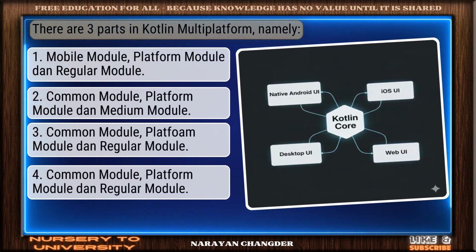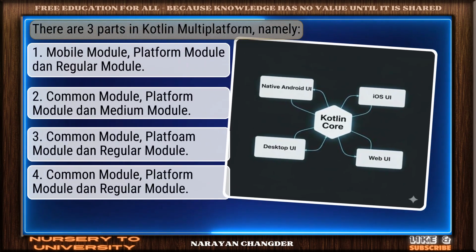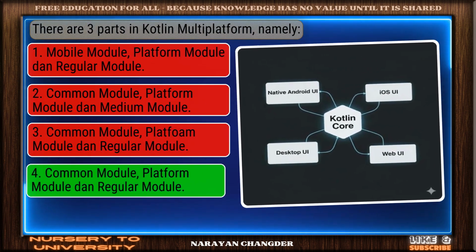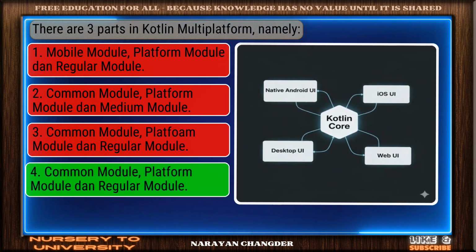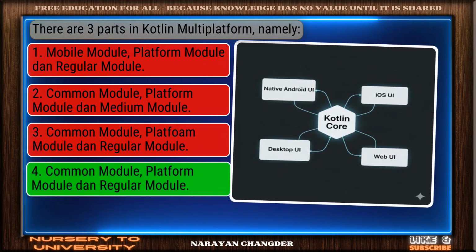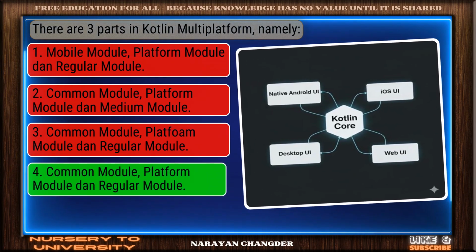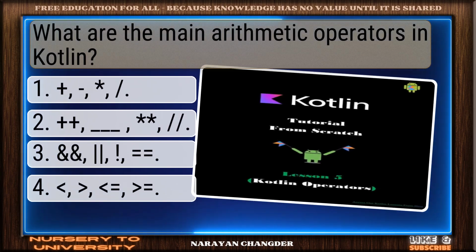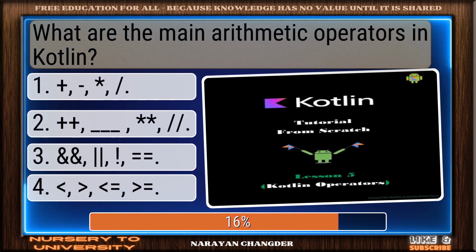Question number 38. There are 3 parts in Kotlin multi-platform, namely... Strong choice. Common module, platform module, and regular module is the right answer. Question number 39. What are the main arithmetic operators in Kotlin?